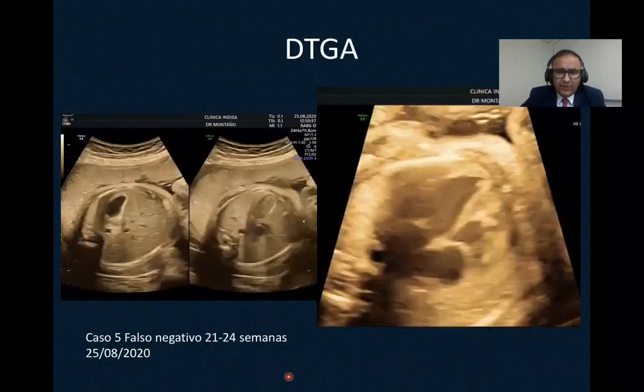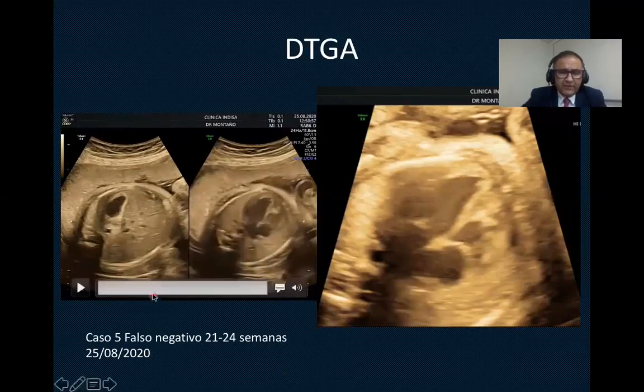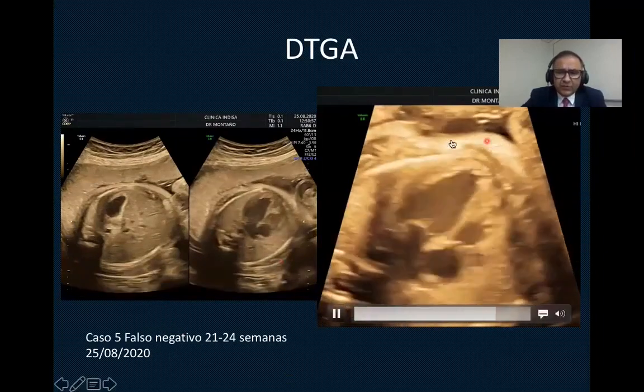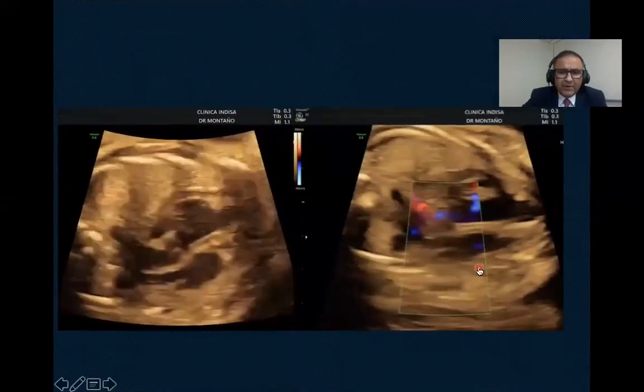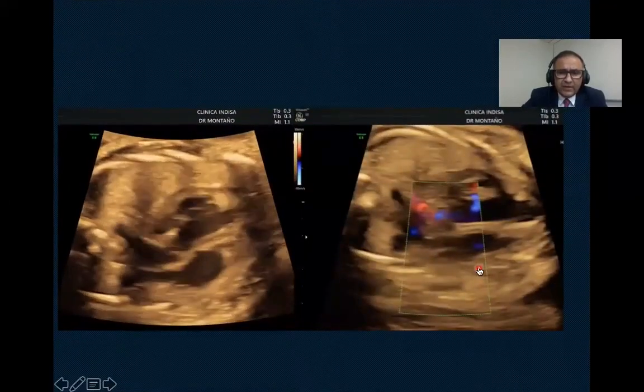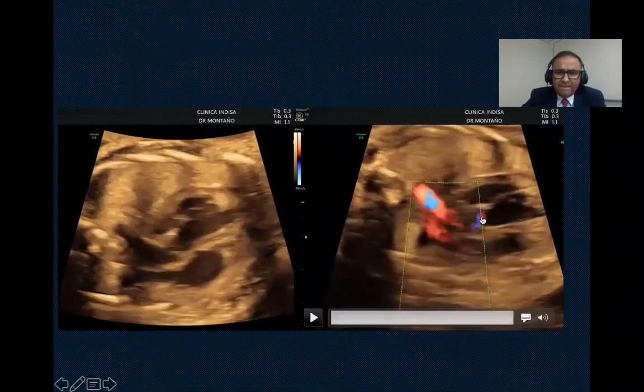This is a new case. A colleague suspected transposition of the great arteries and referred her for a fetal echocardiogram. Here we can see the fetus is in a cephalic presentation with its back to the right, and it appears the fetus has a normal four-chamber view. When we are going to evaluate the outflow tracts, we will see the same thing again. The shotgun barrel sign, two vessels that emerge side by side in parallel.